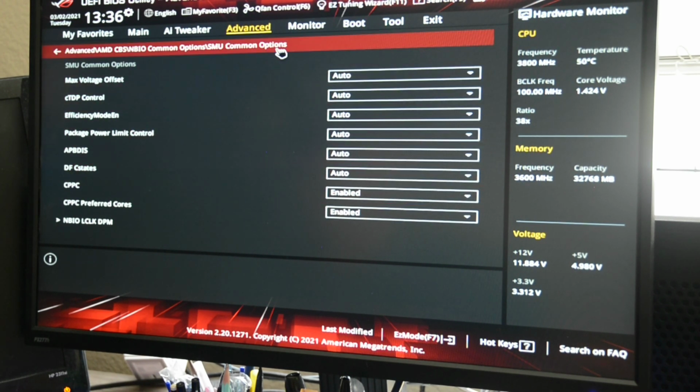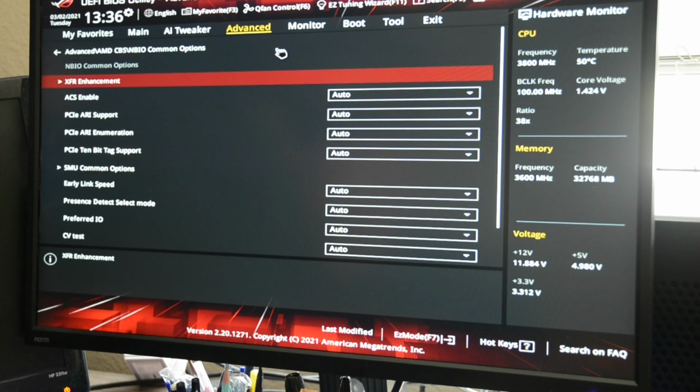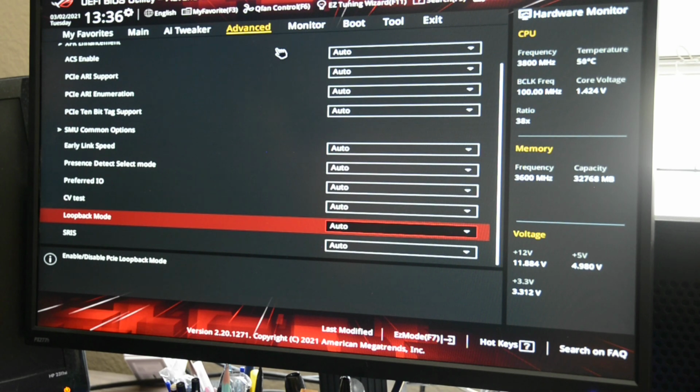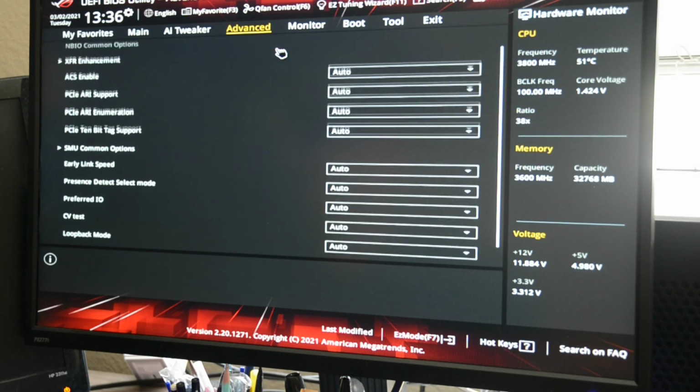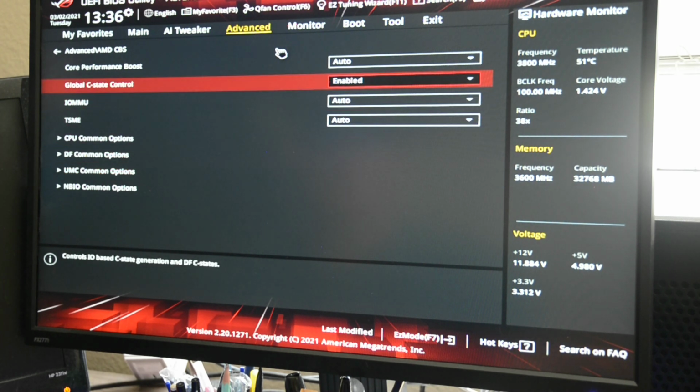So let's go back and we're gonna look for the global C state, which I think is right on this page. Where is that global C state? One more back, I believe. Yep, there we go. There's your global C state control. As you can see, I have that enabled as well. And your power profile is irrelevant.